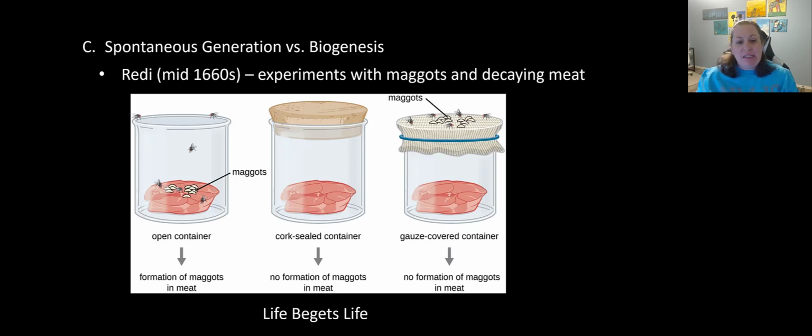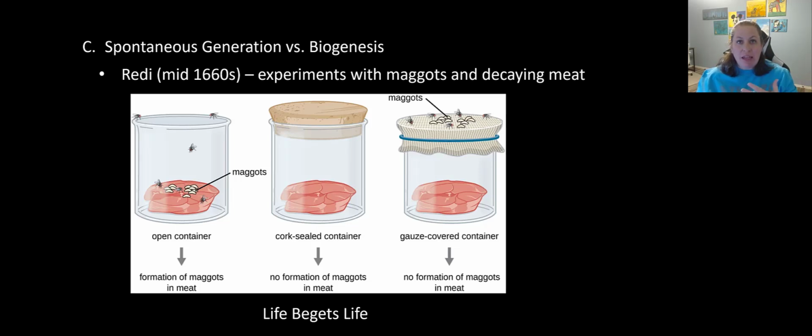So then he decided to do the same experiment with the meat, having the jar open to the air, but with gauze. So the flies couldn't land directly on the meat. However, they were still attracted to the meat. And he found that the maggots were developing on top of the gauze.